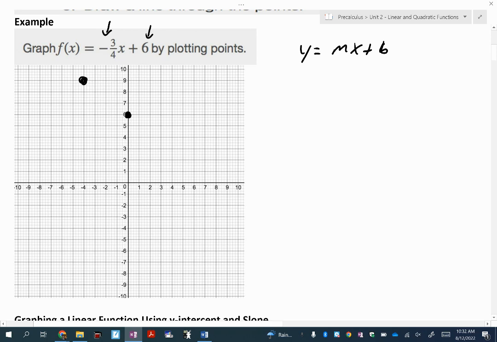Do the same thing going the other way from the y-intercept. Go down 3, but then right 4. I'm going to keep doing that until I run out. So it looks like that is my line.